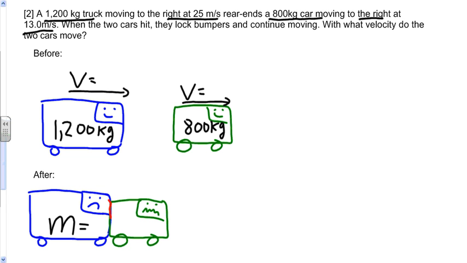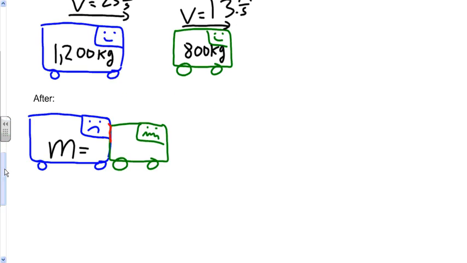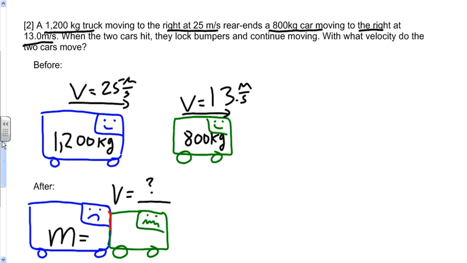So again, here's my picture drawn. We have the two cars driving along. The truck is moving at 25 meters per second, and my car is happily moving along at 13 meters per second. After the collision, the two cars lock bumpers. You can see they're pretty upset about it, and they move off at a velocity that we're going to try to solve for. So again, we're going to do our conservation of momentum. So momentum before the collision equals momentum after the collision. And so I'm going to add up the individual pieces before and then set them equal to the pieces afterwards.